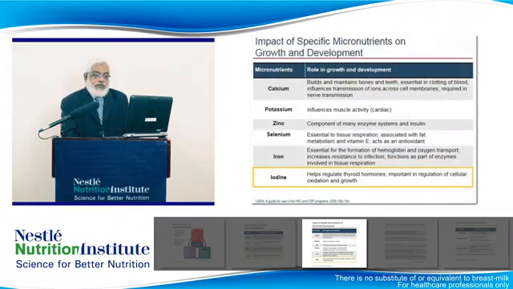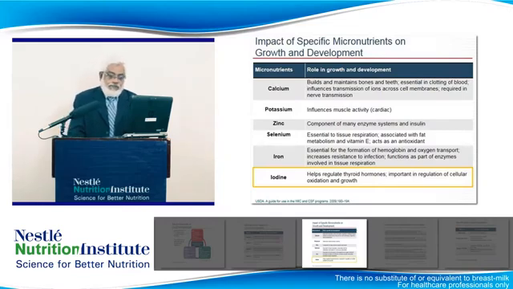Impact of specific micronutrients on growth and development. Calcium builds and maintains the bones and teeth, is essential in clotting of blood, influences transmission of ions across the cell membrane, and is required in nerve transmission. Potassium influences muscle activity. Zinc is a component of many enzyme systems and insulin.